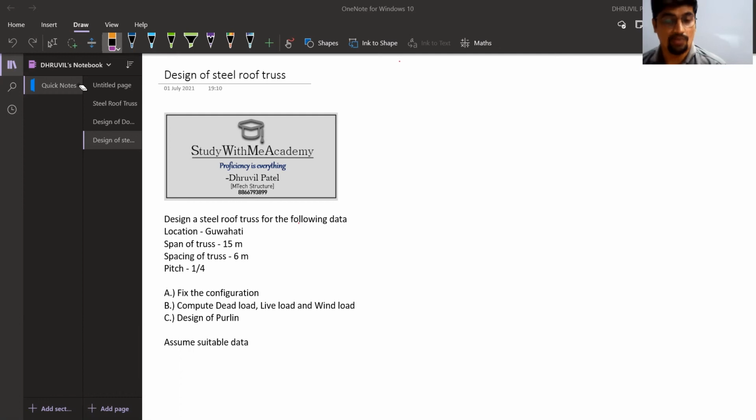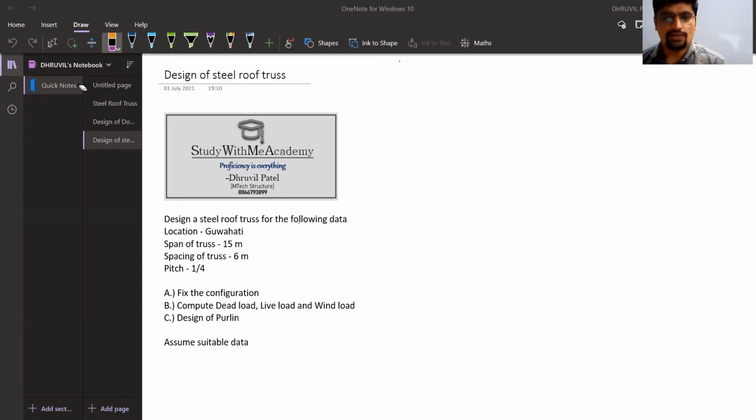Location of truss is at Guwahati. Span of truss is 15 meters, spacing of truss is 6 meters, and pitch is 1 by 4. So the thing we need to find is to fix the configuration. First of all, in any design, complete the configuration, the geometry of the truss or structure. Then after, compute the dead load, live load, wind load, and design accordingly.